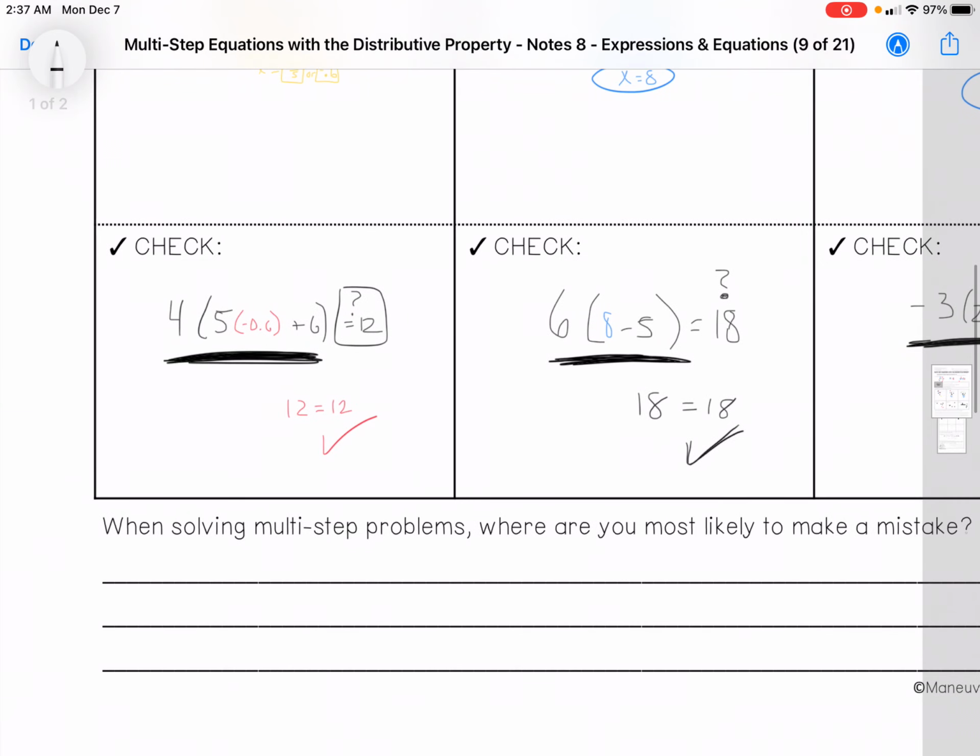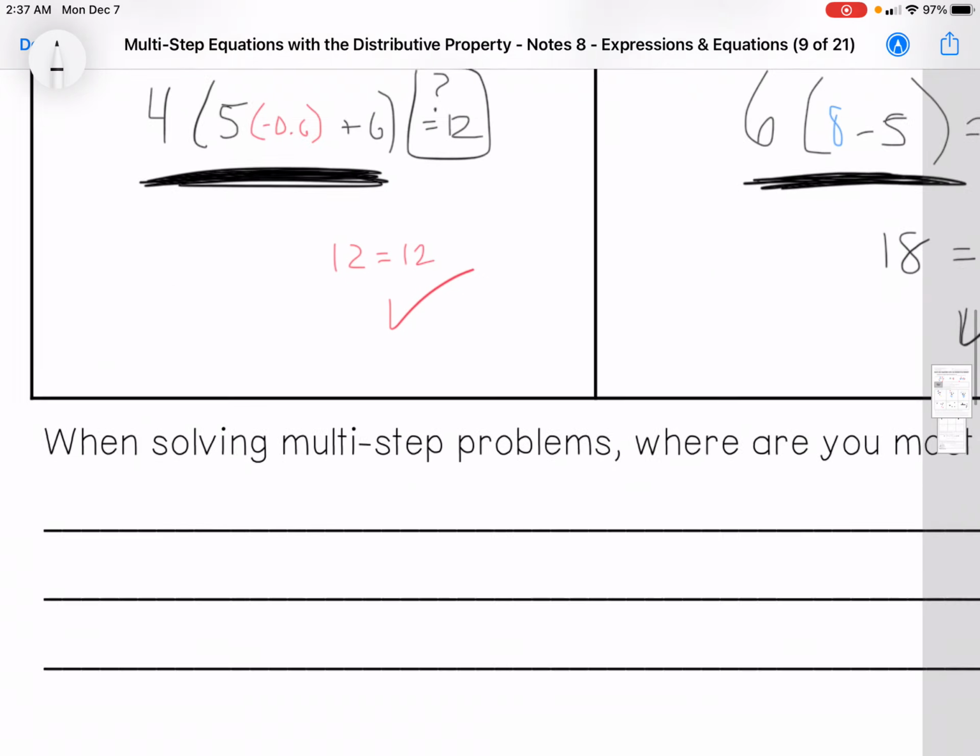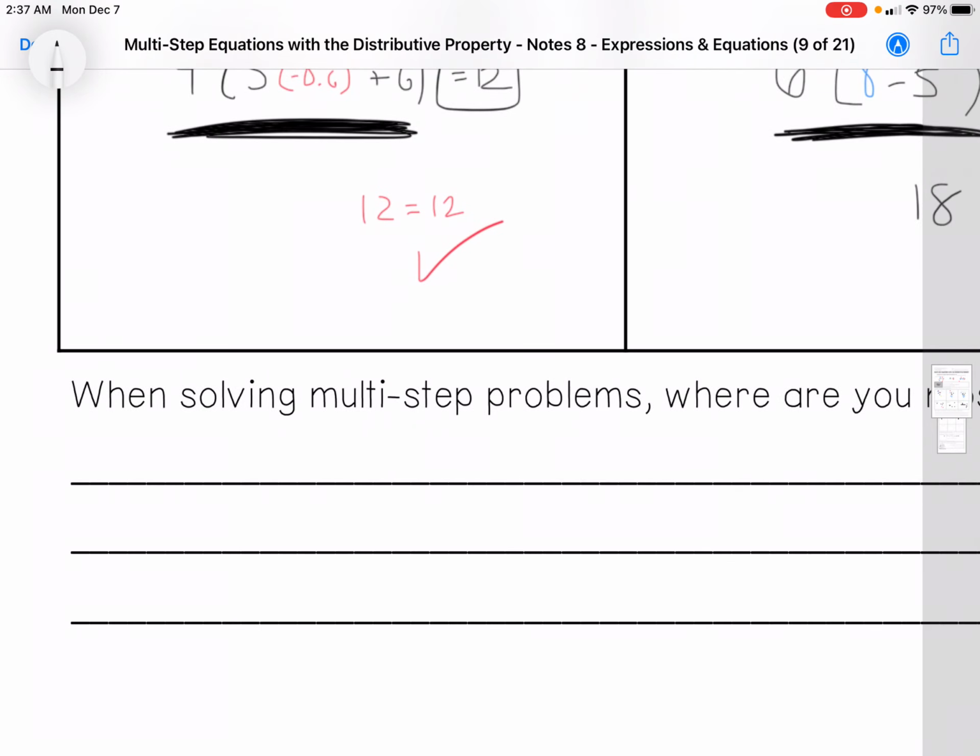When solving multi-step problems, where are you most likely to make a mistake? So this is multi-step. This isn't one step. This isn't two step. This is 3 or 4 step. Where would you be most likely to make a mistake? I want you to write that in the boxes below. Kind of help yourself for the future. What would most likely be the mistake that you would make?